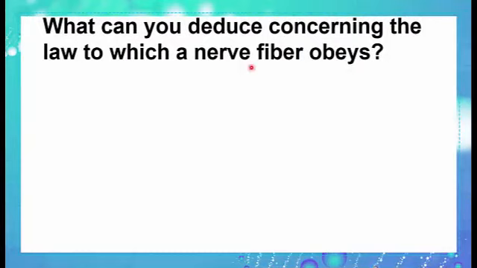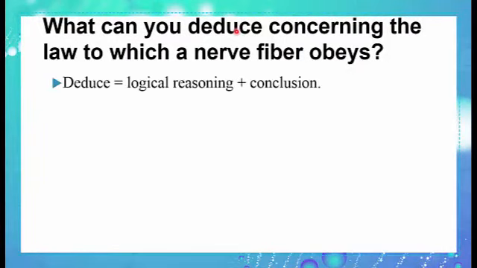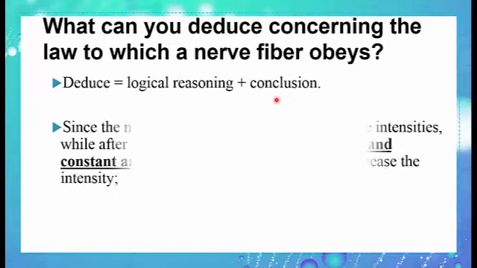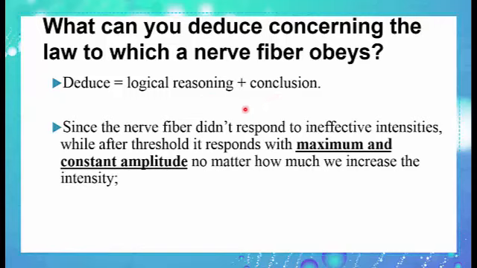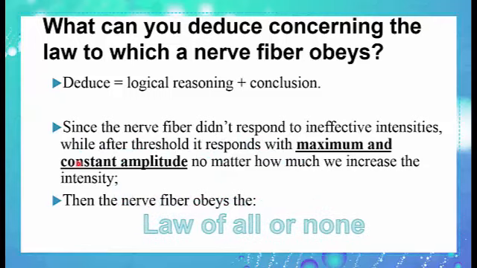What can you deduce concerning the law to which a nerve fiber obeys? Deduce means we have to make a logical reasoning, then write the conclusion. Since the nerve fiber didn't respond to ineffective intensities, while after the threshold it responds with maximum and constant amplitude no matter how much we increase the intensity, then the nerve fiber obeys the law of all or none.